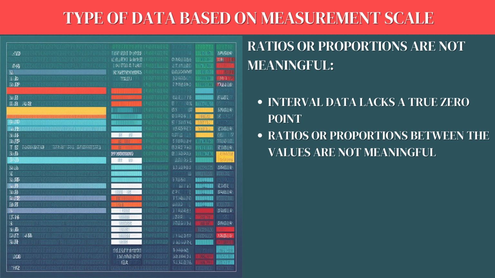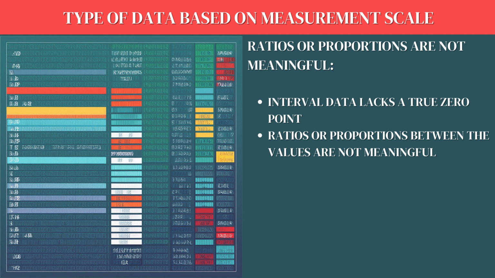Ratios or proportions are not meaningful, because interval data lacks a true zero point. Ratios or proportions between the values are not meaningful or interpretable. For example, it is not meaningful to say that 40 degrees Celsius is twice as hot as 20 degrees Celsius because 0 degrees Celsius does not represent the absence of temperature.